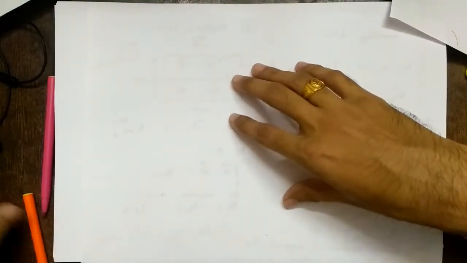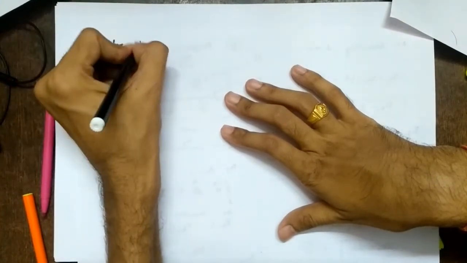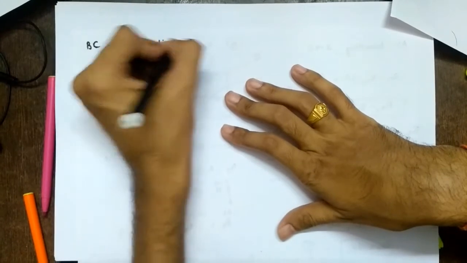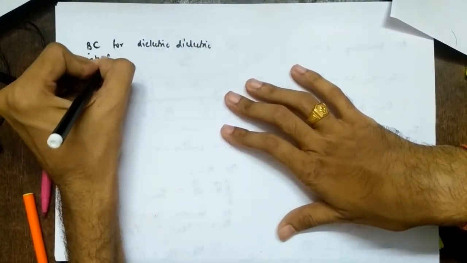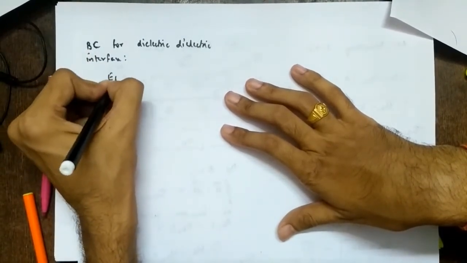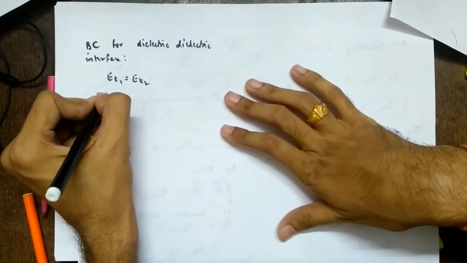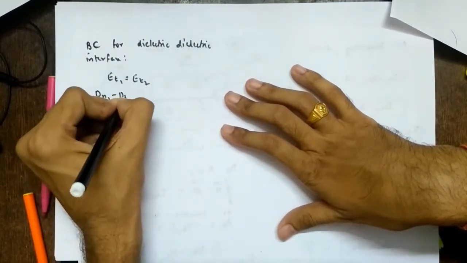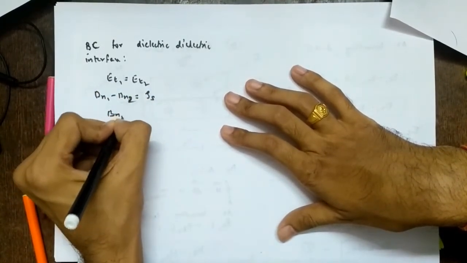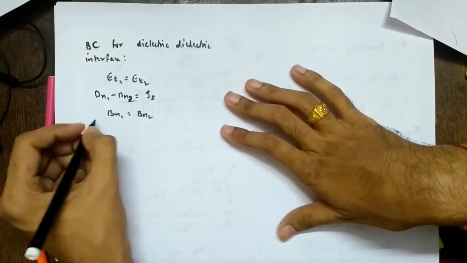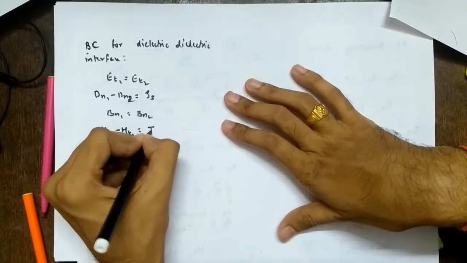Okay, so I'll just note them down. So boundary conditions for dielectric interface. What are those? First is Et1 equal to Et2. Then what was it? Dn1 minus Dn2 equal to rho s. Then Bn1 equal to Bn2. Then Ht1 minus Ht2 equal to Js.